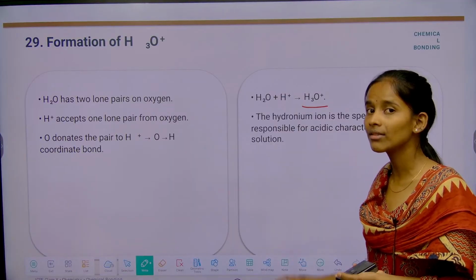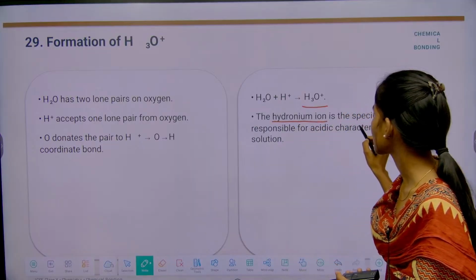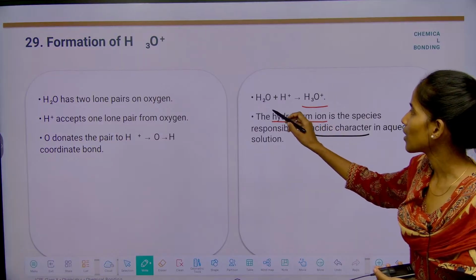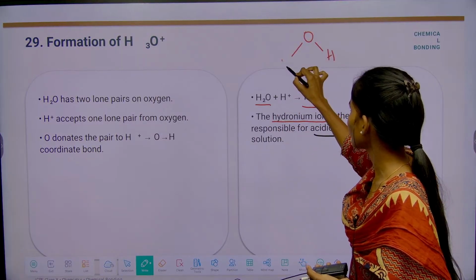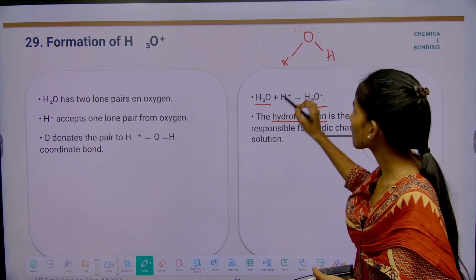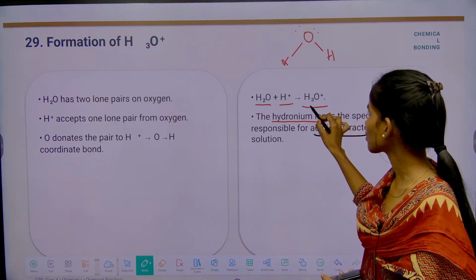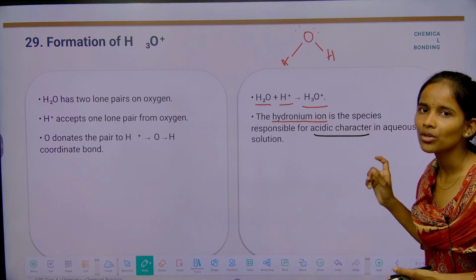Hydronium ion we have discussed in the last chapter. This hydronium ion is a species responsible for the acidic character, we have already discussed. So what is happening? Oxygen has 2 lone pairs, right? So one lone pair is shared to the H plus ion, resulting in the formation of H3O plus, and the bond we will call a coordinate covalent bond.